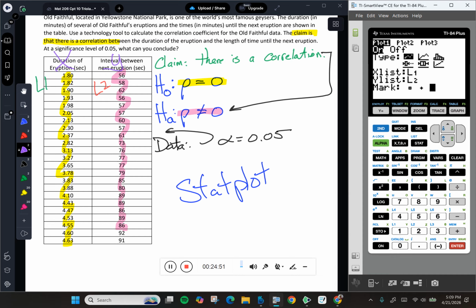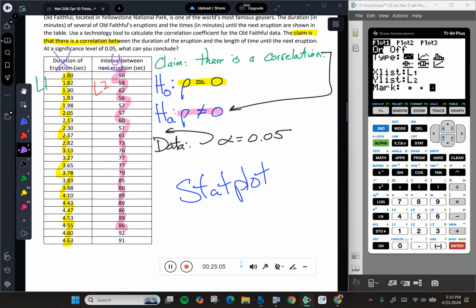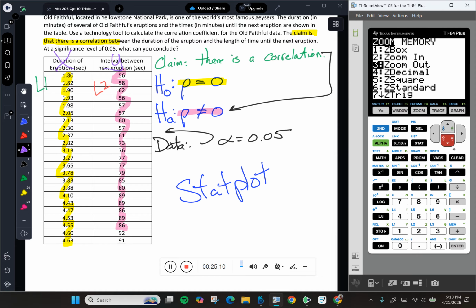Okay. Now I need to adjust the window so it shows me x's that are like those and y's that are like those. It needs to set the scale properly. There's an easy way to do that: I'm going to select zoom and scroll down, because there's a ZoomStat. What that does is it automatically resizes the window to fit the plot we just set up. So I'll press enter and I get this, right?